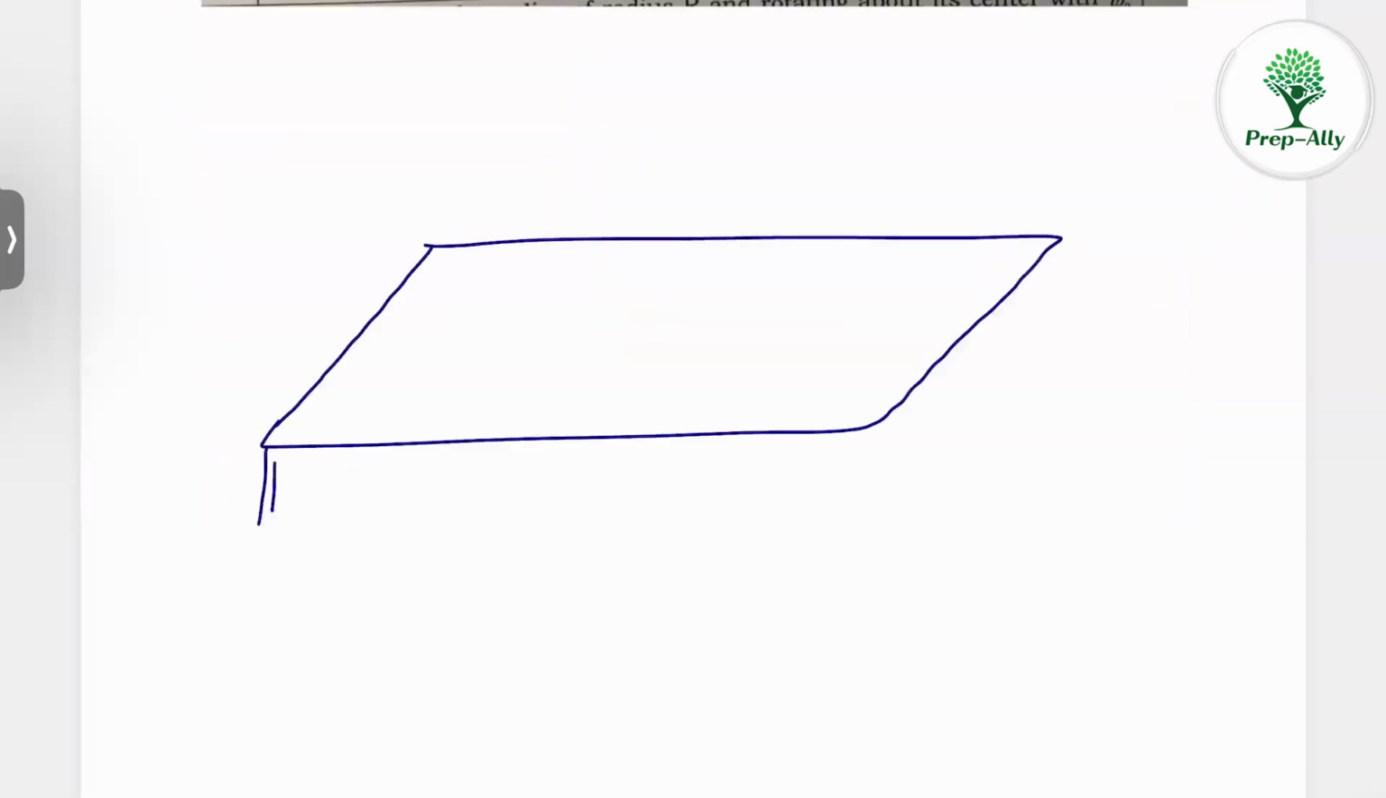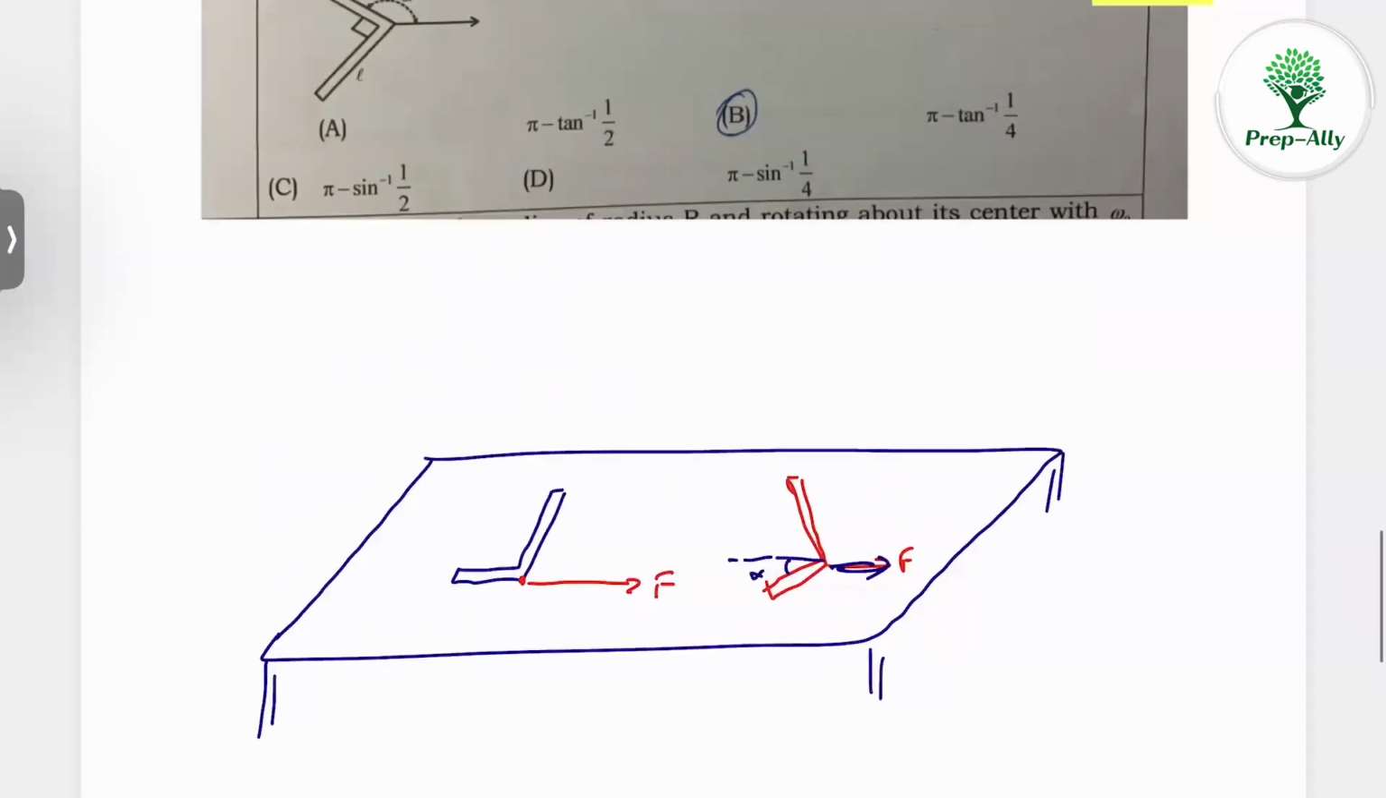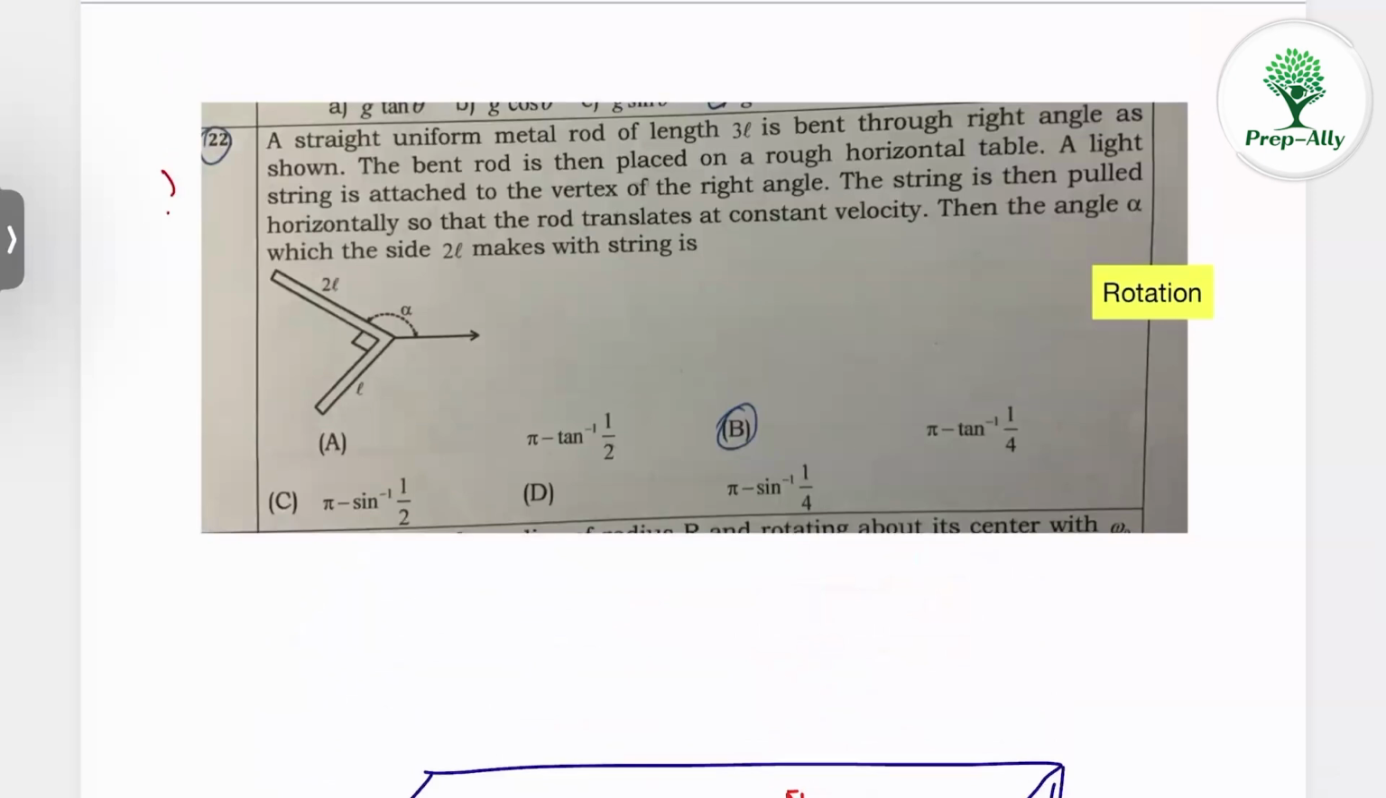So the question you can think of like this. There is a table in which some L-shaped rod is kept. You tie this end with a thread and start pulling the thread towards the right. So it will become like this. So what is the angle made by this alpha with the pulling direction when it is being dragged on this horizontal surface? This is the question.